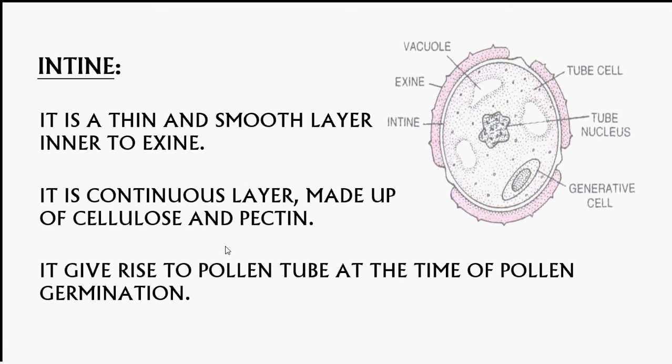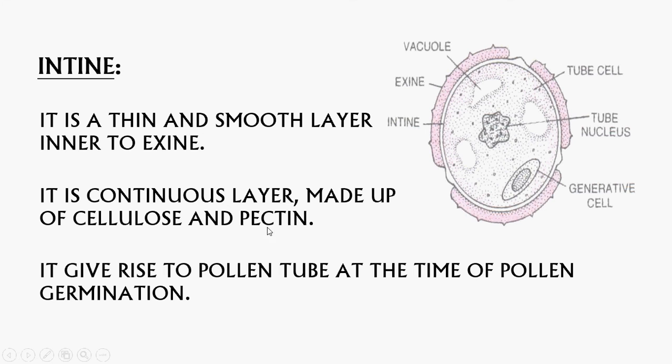Intine gives rise to the pollen tube at the time of pollen germination. So during germination on the stigma, this intine at the germ pore region develops as a pollen tube.